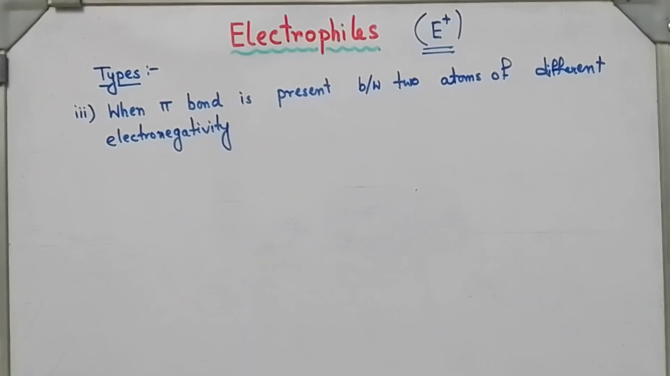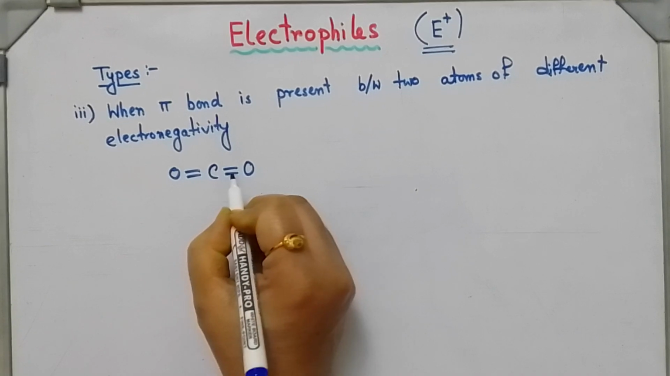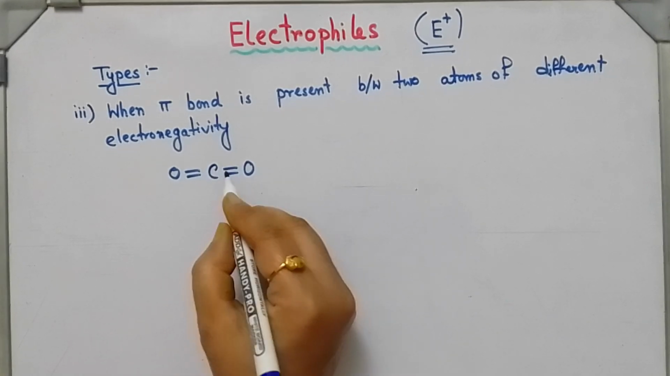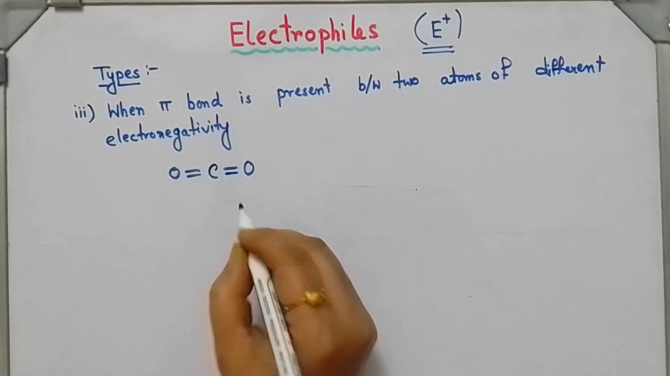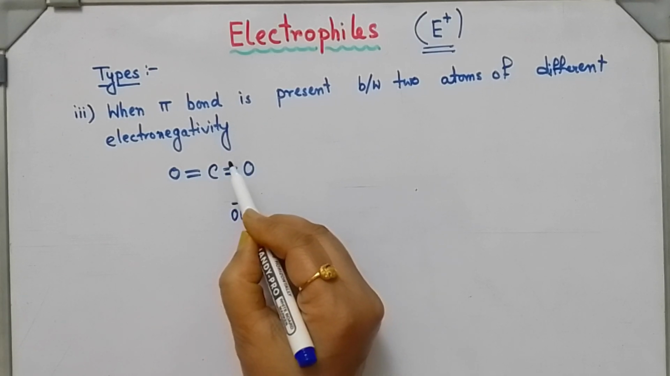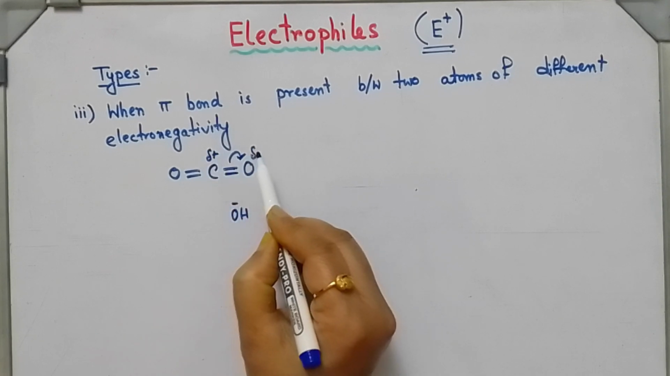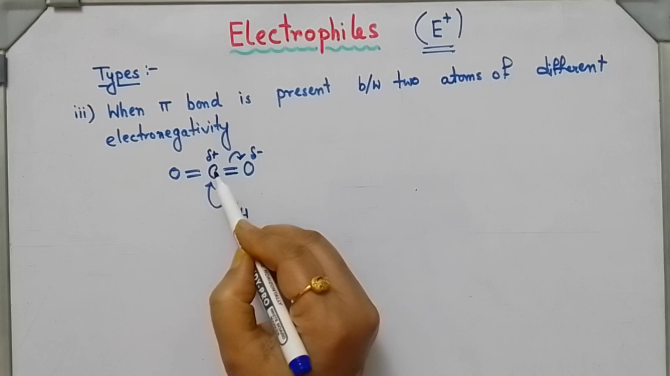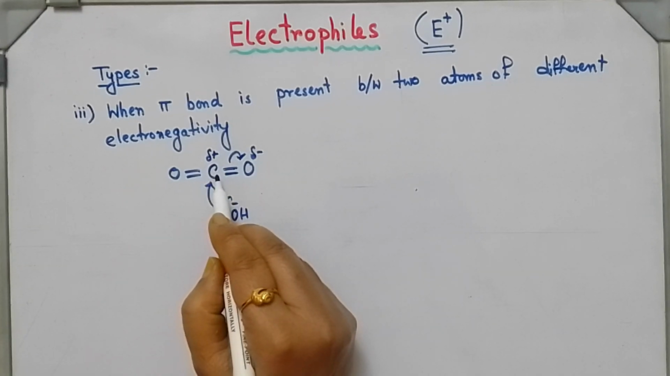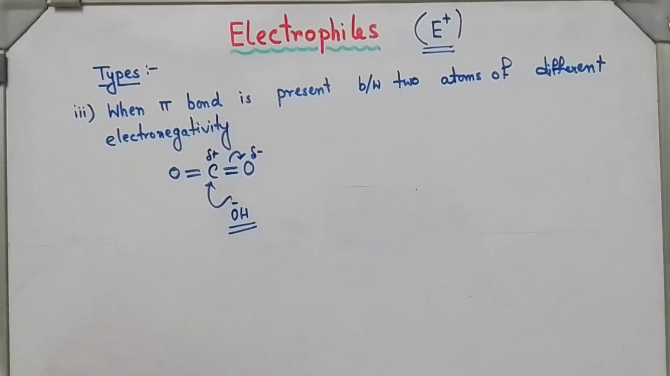Now, next type of electrophile is this one. Suppose carbon dioxide. Here pi bond is present between two atoms of different electronegativity. Carbon and oxygen are having the electronegativity difference, and in between them pi bond is present. So what will happen in presence of nucleophile, suppose OH minus, since oxygen is more electronegative, electron density of this bond will be shifted in this direction. So this carbon will be delta plus and oxygen will be delta minus. So nucleophile will attack there. That means this is acting as electrophile. Actually, in carbon dioxide, carbon is not having any vacant orbital because it is having 1, 2, 3, 4, 5, 6, 7, 8. But in presence of this reagent, it is acting as electrophile.